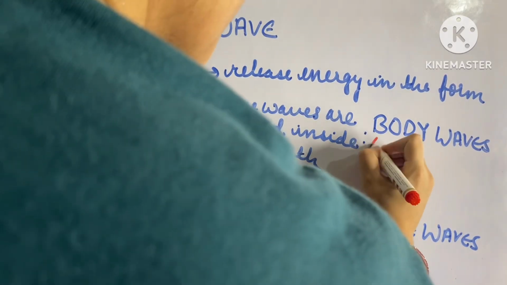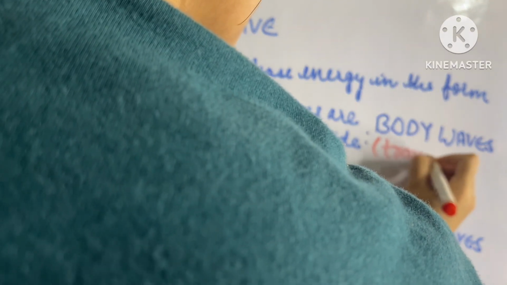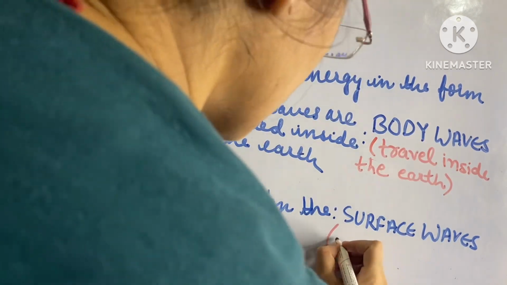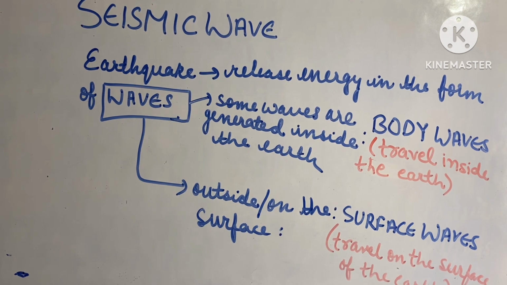So, this wave travels inside the earth and this wave travels on the surface of the earth. When earthquake occurs, there is release of energy in the form of waves, और ये waves दो type की होती हैं, body waves and surface waves. Body waves are generated inside the earth and they travel inside the earth, and surface waves travel on the surface of the earth. So now we will talk about body wave and then surface wave.